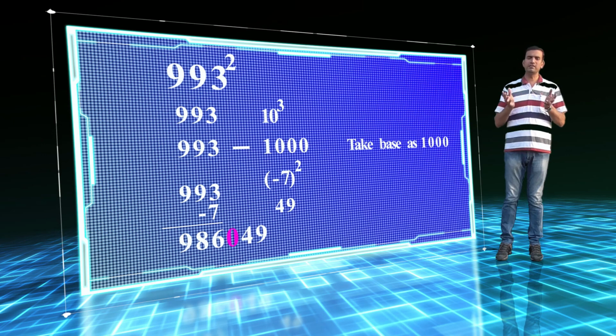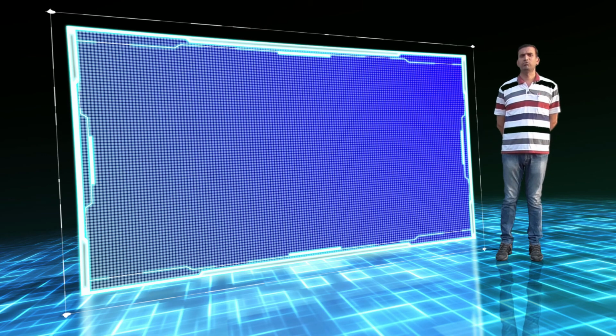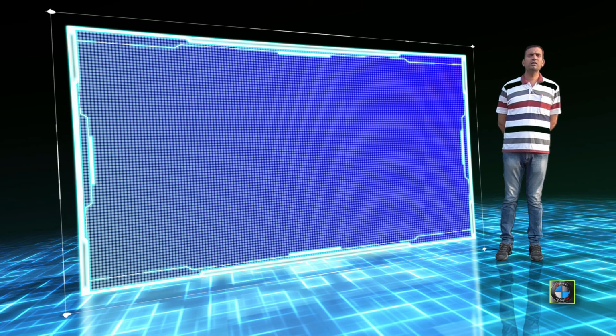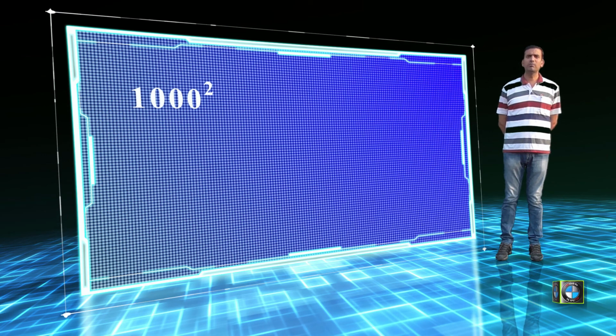The result is 986,049. Anytime you have any kind of doubt whether you have to put 0 or not, take the square of that base. 1000 has 3 zeros. The square of 3 zeros has 6 zeros. So 1, then again 6 zeros.